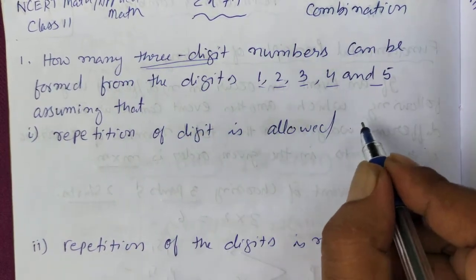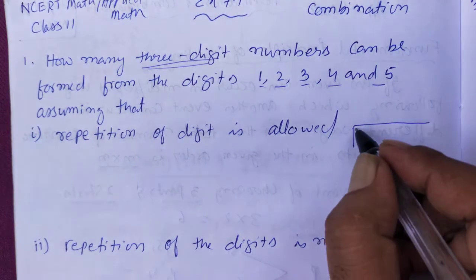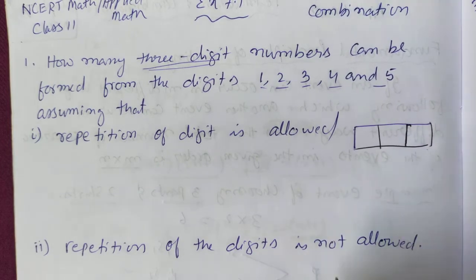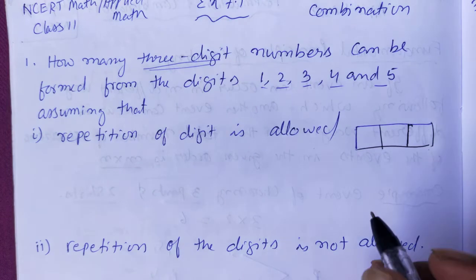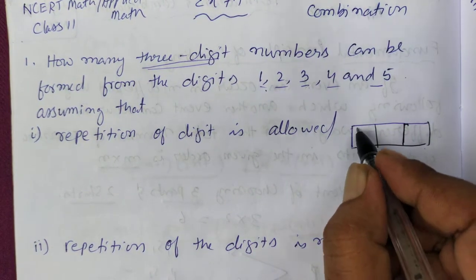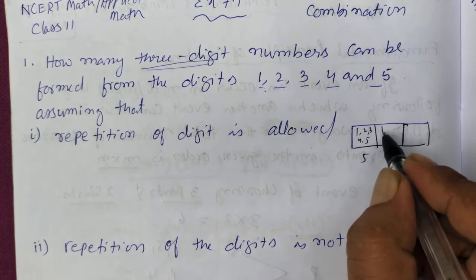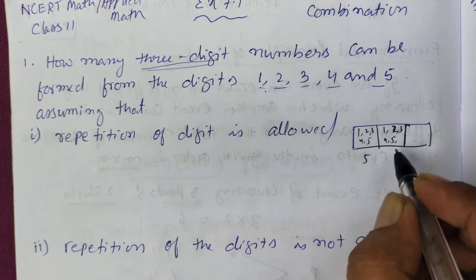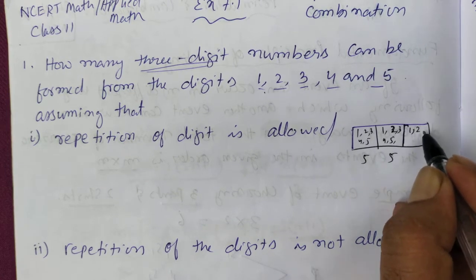Let me explain by making a box. There are only 3 spaces. When repetition is allowed, that means all these 5 numbers you can put: 1, 2, 3, 4, 5 here. We can put all the 5 numbers here, so 5 ways are there. We can also put all the 5 numbers here. Repetition is allowed.